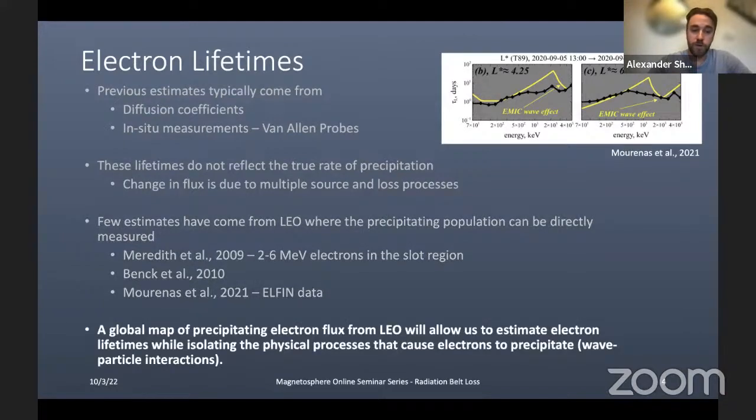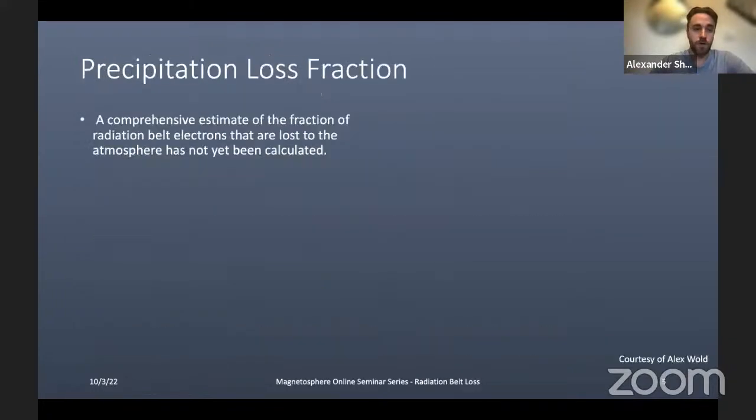However, a global map of precipitating electron flux from LEO will allow us to estimate electron lifetimes while isolating the physical processes that cause electrons to precipitate: wave-particle interactions. Another thing we can study with global maps of precipitating electrons is the precipitation loss fraction.